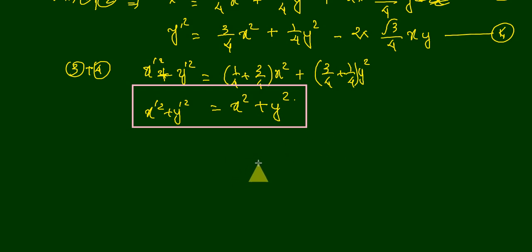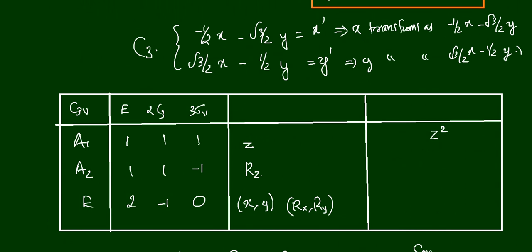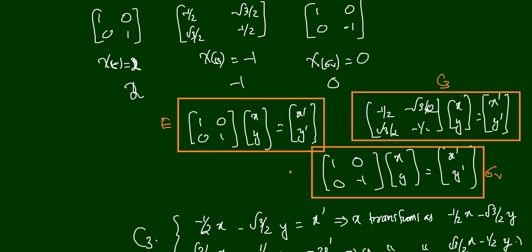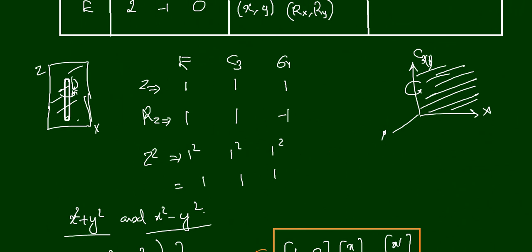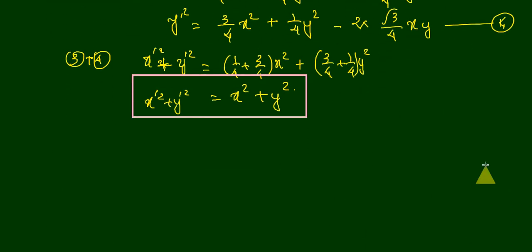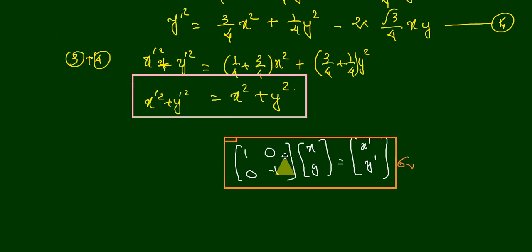So during the sigma v, what happens to x and what happens to y? I am going to take our matrix for sigma v. So this is what is happening to x and y during sigma v. Let me take this and put it down. Okay, so this is happening during the sigma v.